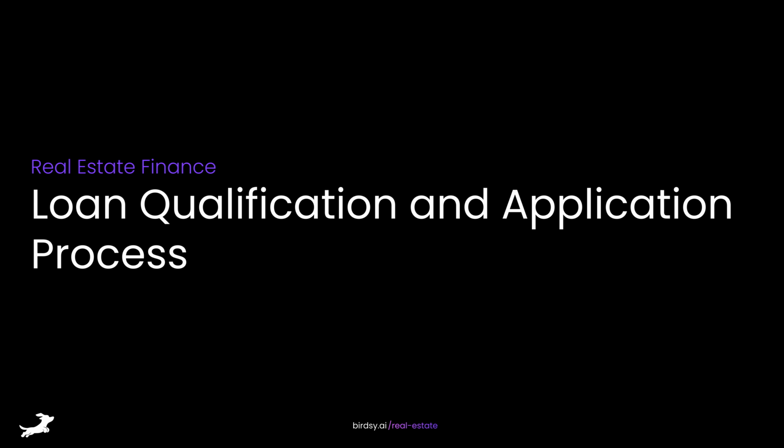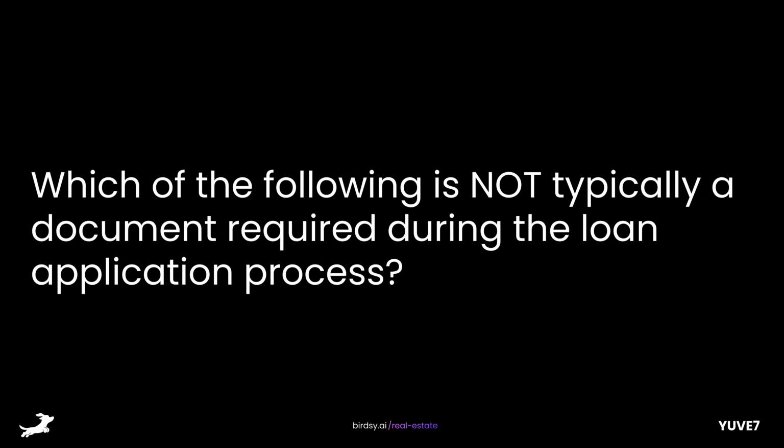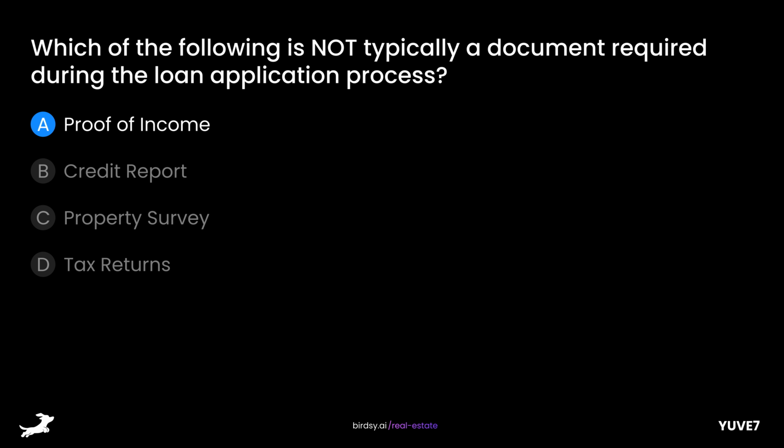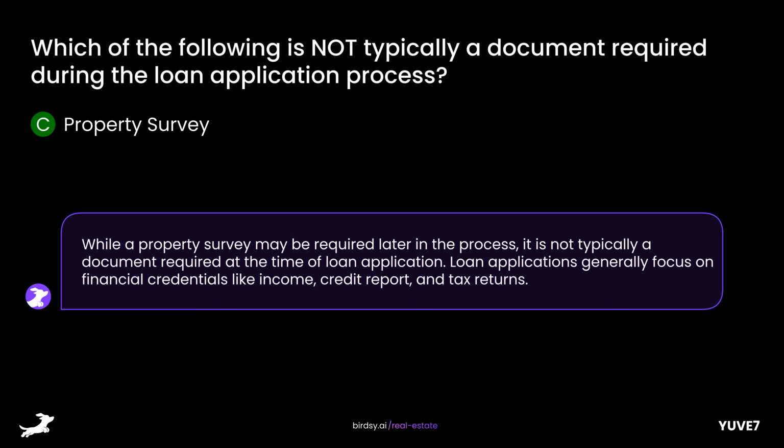Loan qualification and application process. Which of the following is not typically a document required during the loan application process? Is it A, proof of income, B, credit report, C, property survey, or D, tax returns? The answer is C, property survey. While a property survey may be required later in the process, it is not typically a document required at the time of loan application. Loan applications generally focus on financial credentials like income, credit report, and tax returns.